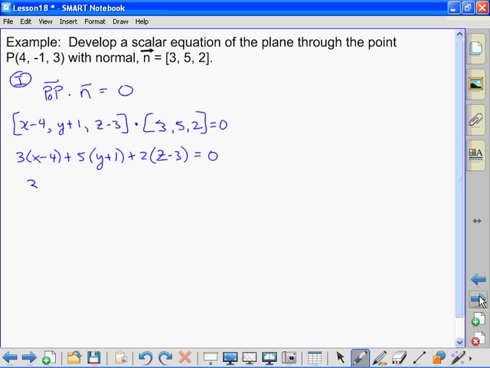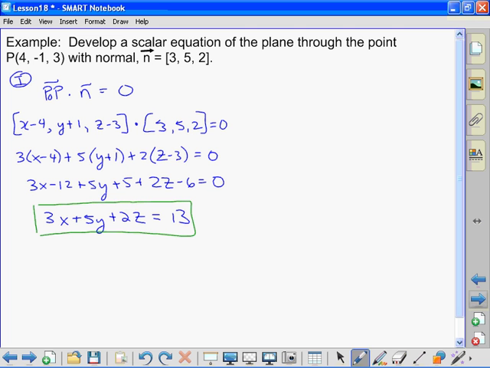Distribution law, collecting like terms. 5y plus 5, 2z minus 6 equals 0. So I end up with 3x plus 5y plus 2z equals, and I've got negative 12, and that's going to be a negative 1, so negative 13, so positive 13. So there's my final answer using method number 1. And again, it doesn't matter to me which method you use, I'm just demonstrating both for example purposes.